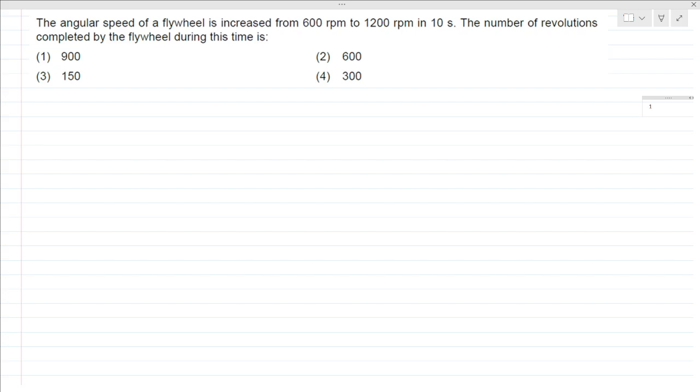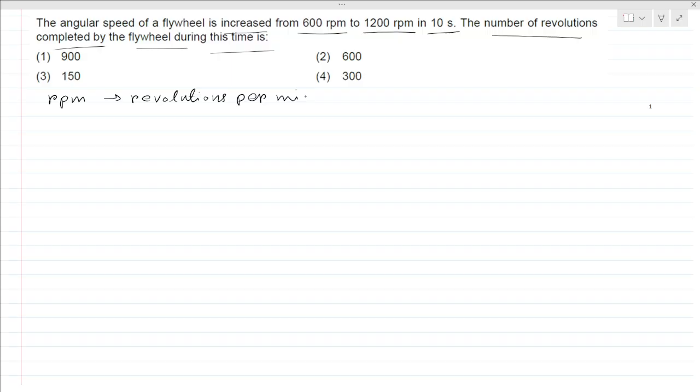The angular speed of a flywheel is increased from 600 rpm to 1200 rpm in 10 seconds. The number of revolutions completed by the flywheel during this time is. So in this question, rpm defines revolutions per minute.